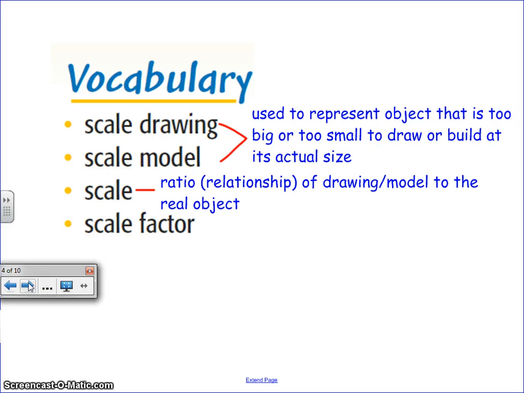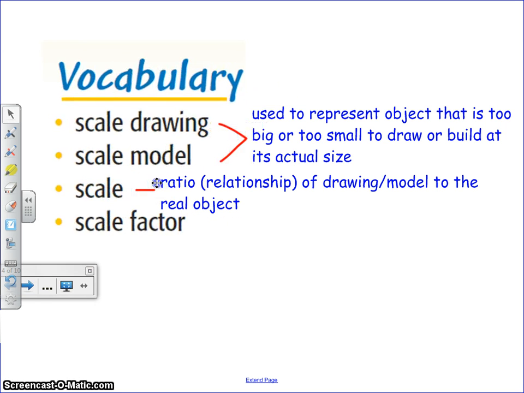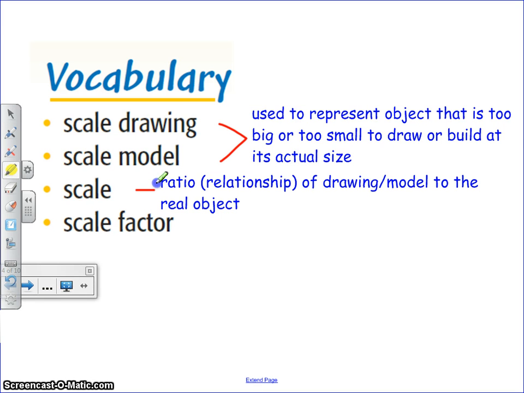All right, a couple vocabulary words. A scale drawing and a scale model are used to represent objects that are too big or too small to draw or build at their actual size. And a scale is a ratio. We've had this term already. Scale is the ratio, which we've talked about in the last couple chapters, of the drawing or model compared to the real or actual object. So a scale is that ratio.